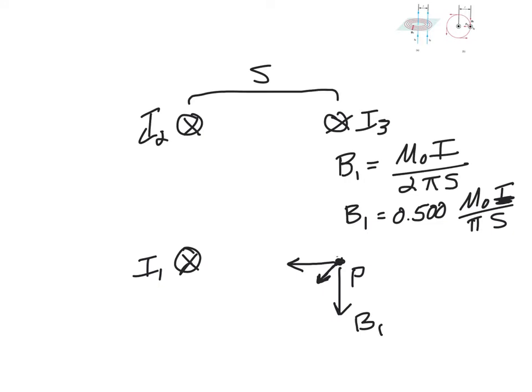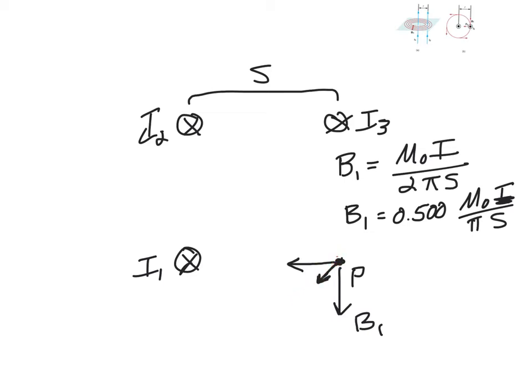So we know the equation for the field due to a wire. It's B equals mu naught I over 2 pi, whatever the distance is. And in this case, the distance from wire 1 to the point is S. So it's mu naught I over 2 pi S. And so that's 1/2 times mu naught I over pi S. That's what we're finding it in terms of, and so it's just 0.5, and B3 is also a distance S, and it's going to be the same.